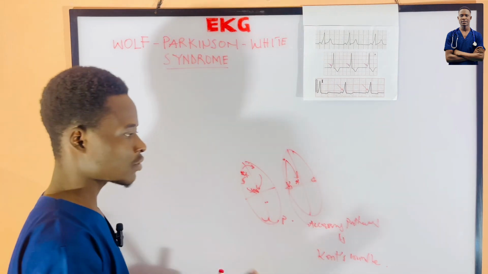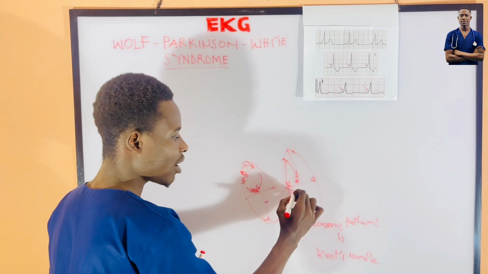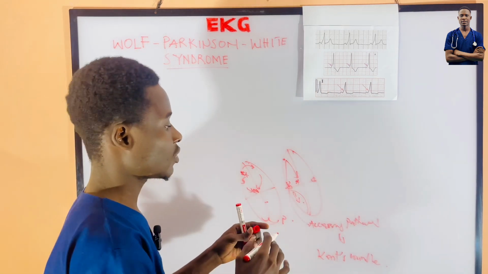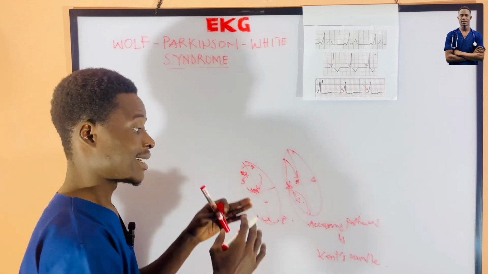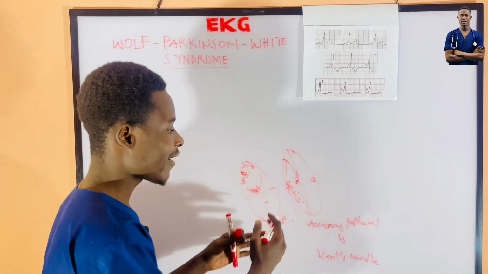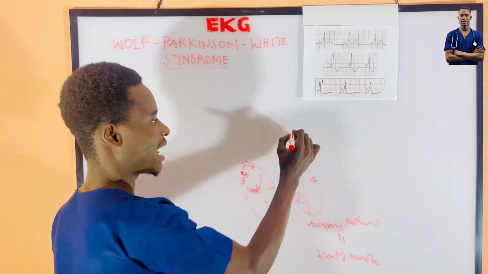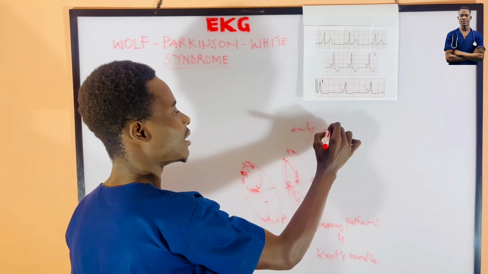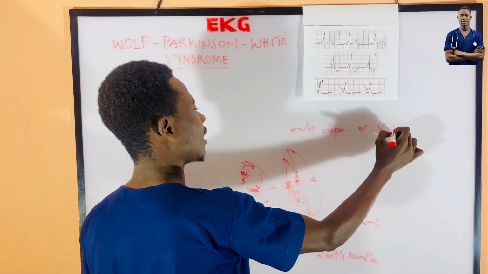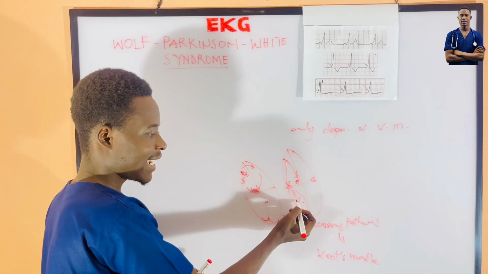Now, let's look at something over here. When the impulses get to the ventricles, it depolarizes some part of the ventricle, because not all of the impulses will pass through that bundle of Kent, but some that pass through there will depolarize some part of the ventricles, causing an early depolarization of the ventricular myocardium.